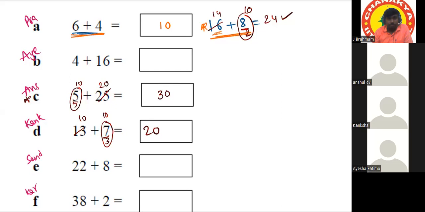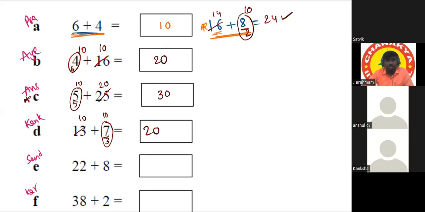Sir, we have to take 6 from 16 to make 10, and then 16 becomes 10. And 16 plus 4 becomes 20. Total it will be 20. Correct.